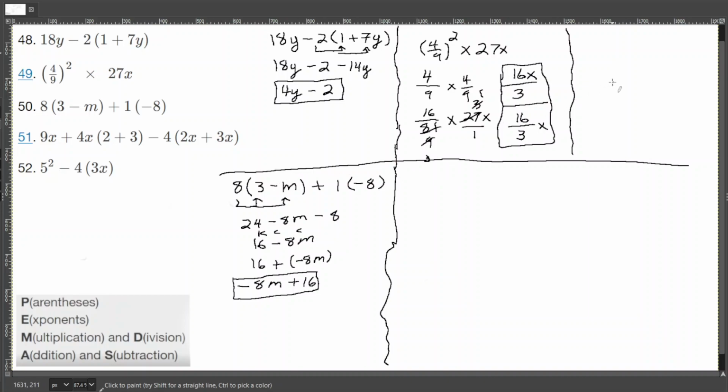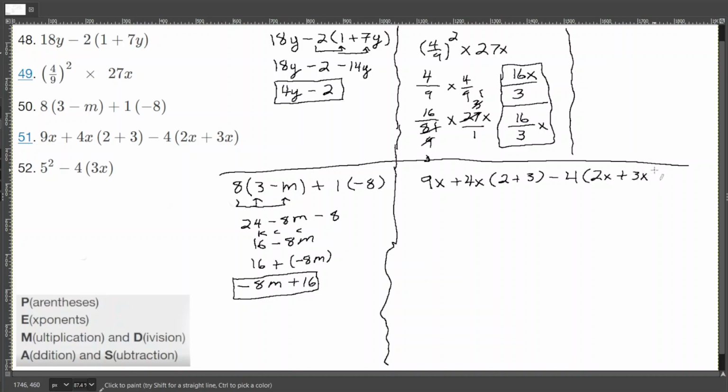Okay, and I might be able to squeeze 52 here or under here, so we'll see how this works, but 51 is going to take some space, so let's see. So we have 9x plus 4x times the quantity 2 plus 3, minus 4 times the quantity 2x plus 3x.